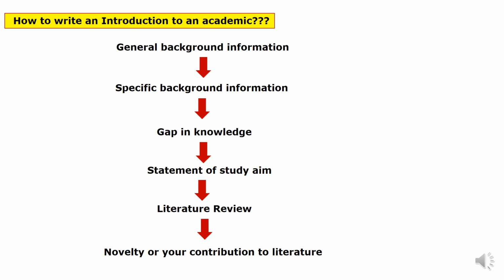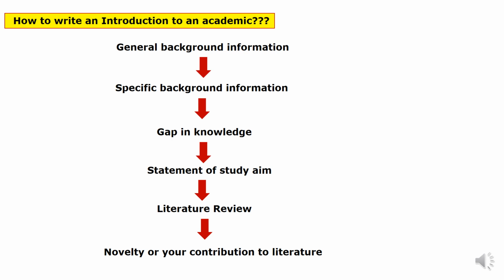You have to read at least 10 to 15 papers from various IEEE journals, Elsevier journals or Wiley journals, and make some literature review. At least 10 to 15 papers are enough for IEEE conferences. So now we will write the literature review, and we will specify the gap in this particular literature review, and then you will write the last paragraph in the introduction section, which is your contribution to the literature and novelty of your research paper.